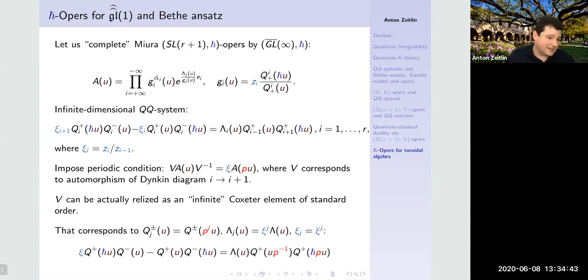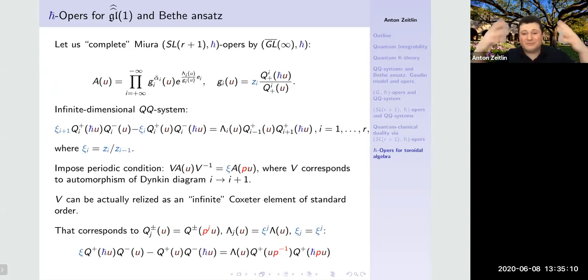So this is a kind of new development, and hopefully it can appear in a couple of weeks. It's not clear what kind of object it corresponds to on the level of, if you return back to q-Langlands. So now you have q-Langlands for toroidal algebras, I guess.